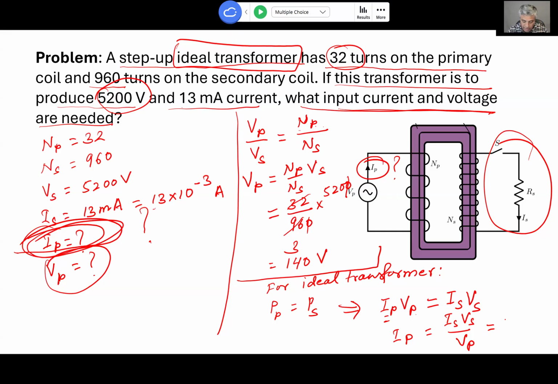So we have IS here and VS and VP. VS we know is 5200 and VP we just found, 140, and then IS it looks like we can just use the value in milliampere. I don't have room over there. Once we do that, we're going to get that in milliampere. If you want that in ampere, just multiply that by 10 to the power -3 or divide by 1000. Okay. So that's how we use that equation.